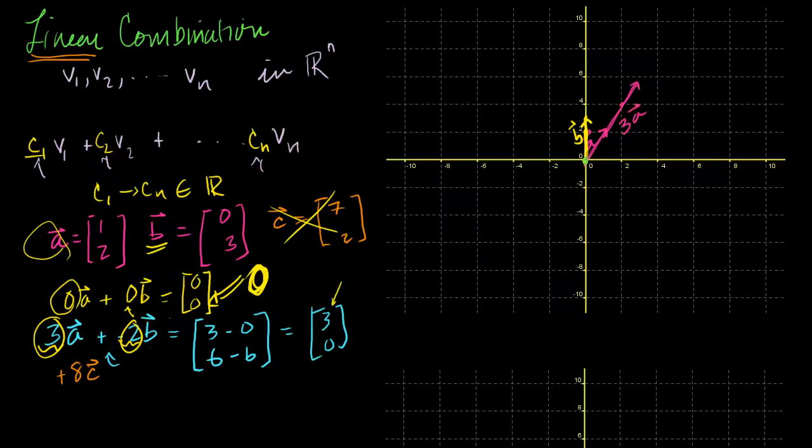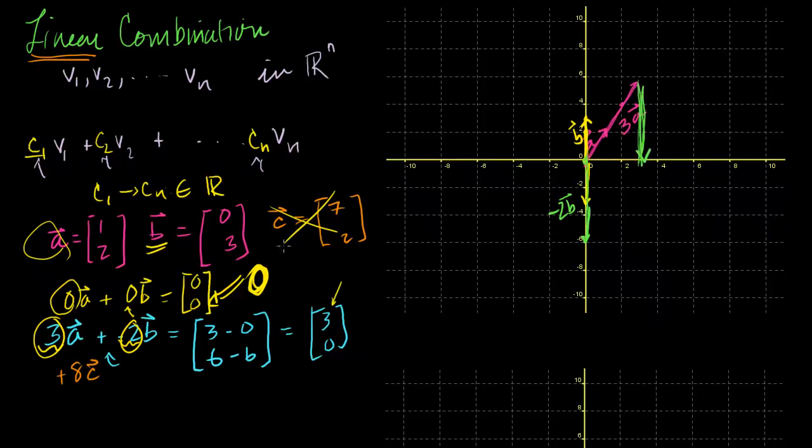So minus b looks like this. Minus b looks like this. Minus 2b looks like this. This is minus 2b. All the way in standard form, standard position. Minus 2b. So if you add 3a to minus 2b, we get to this vector. 3a to minus 2b. You get this vector right here.